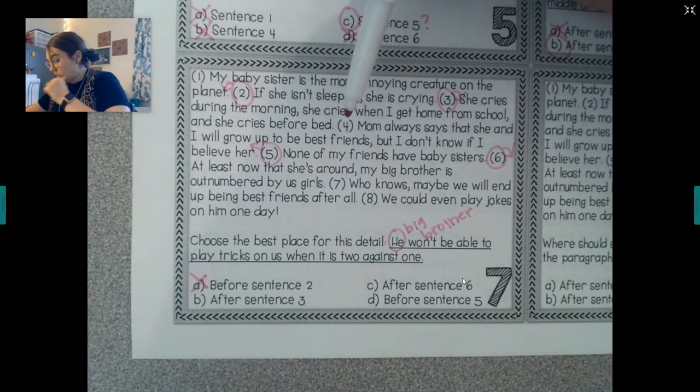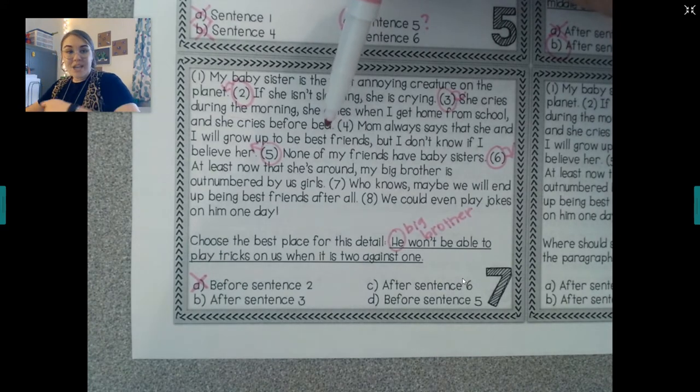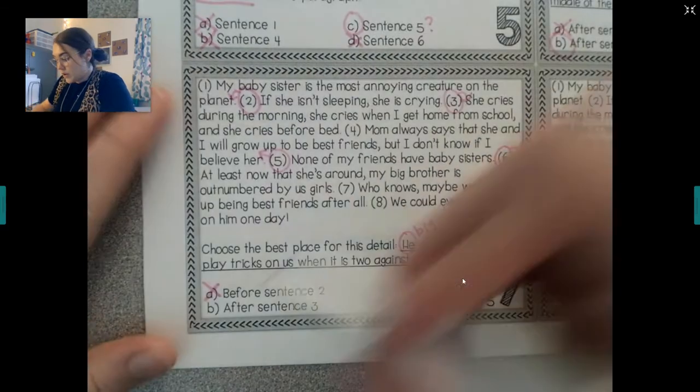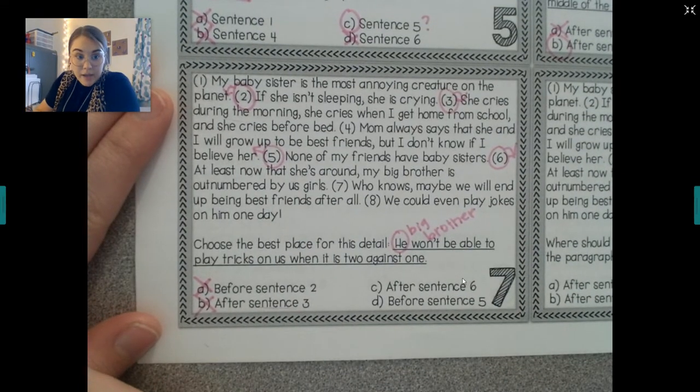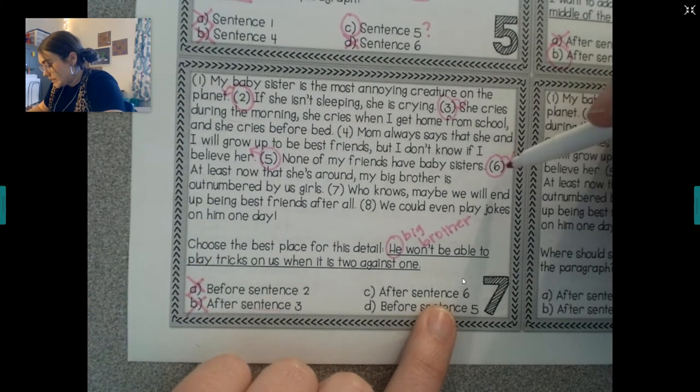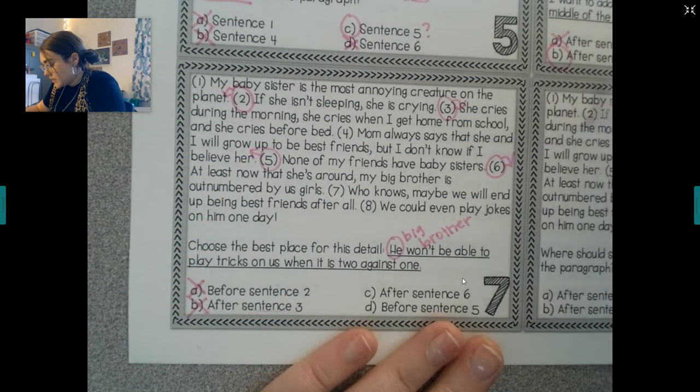Okay, does it introduce Big Brother yet? No, it hasn't even mentioned Big Brother. So we can't add it after sentence 3 because we haven't talked about Big Brother yet. All right, after sentence 6 is next, so let's keep reading.